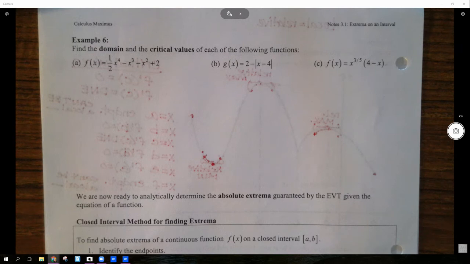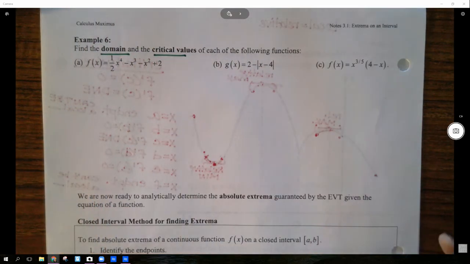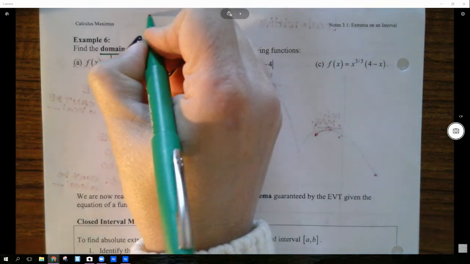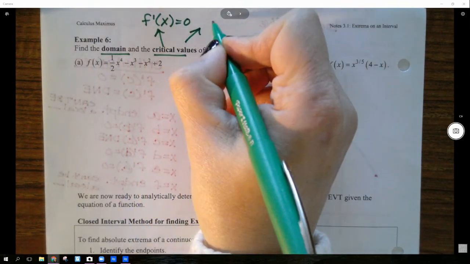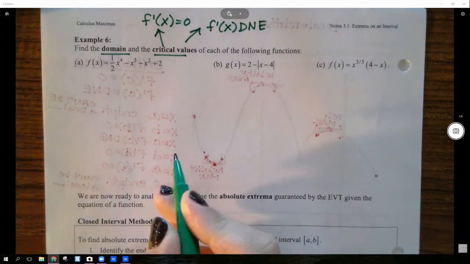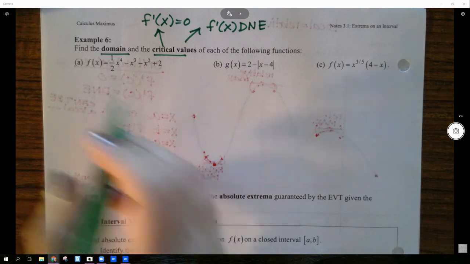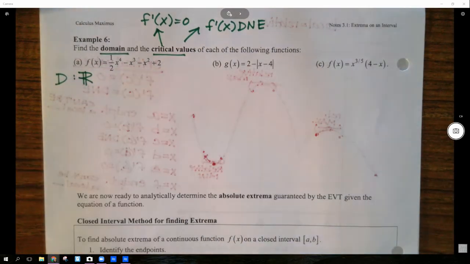We're on example number 6 right now. We need to find the domain and the critical values. Remember, the critical values are where the derivative equals 0 or where the derivative does not exist. So let's take a look at letter A. The domain for this polynomial is going to be all real numbers.